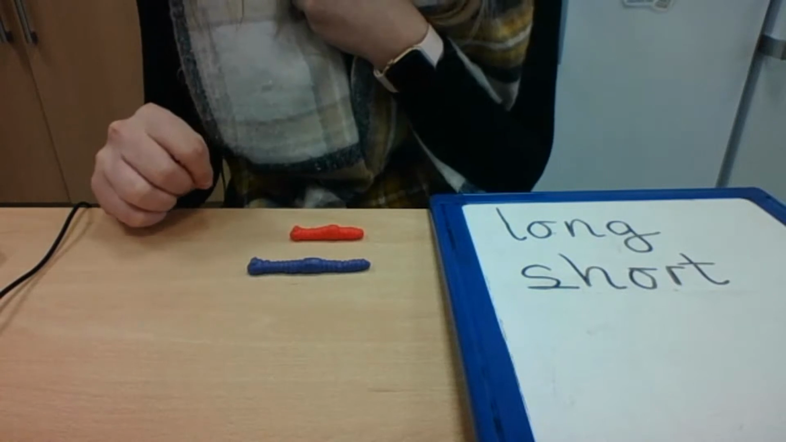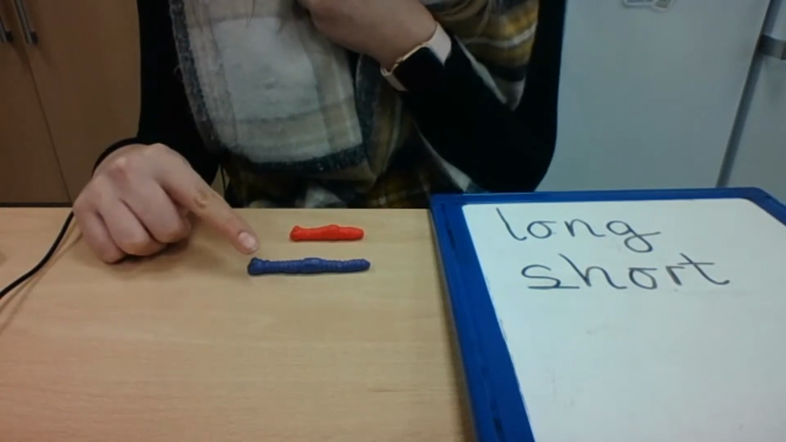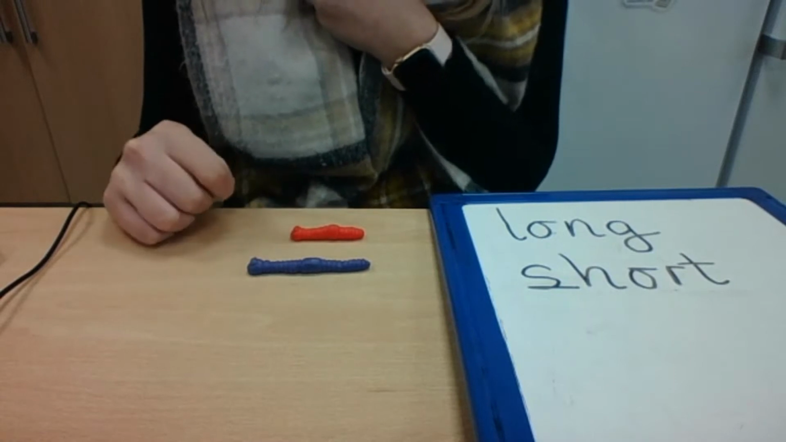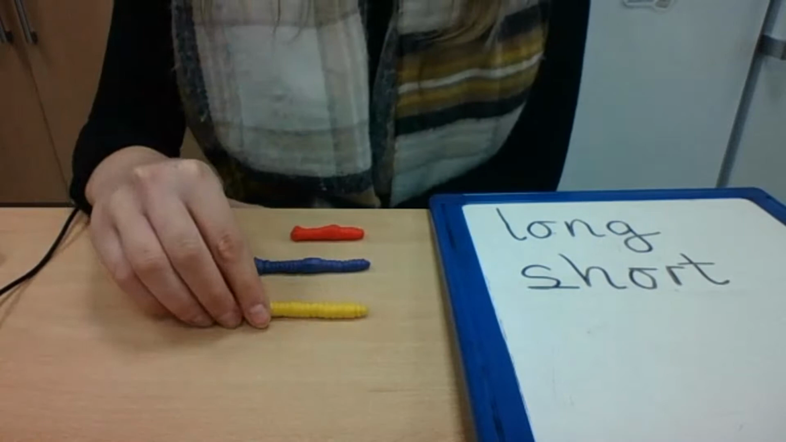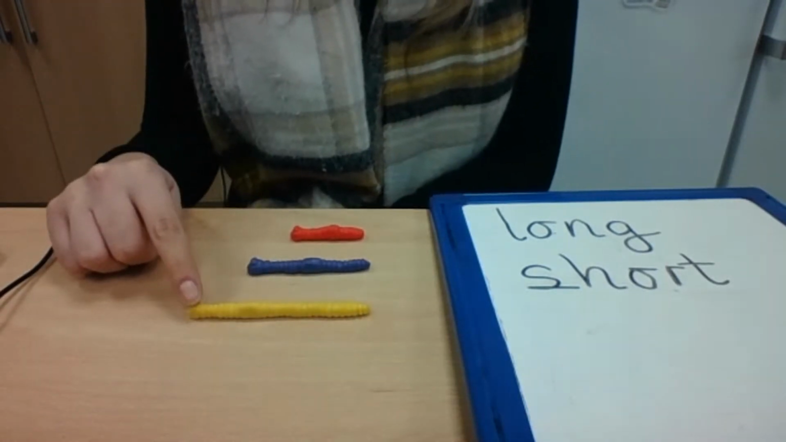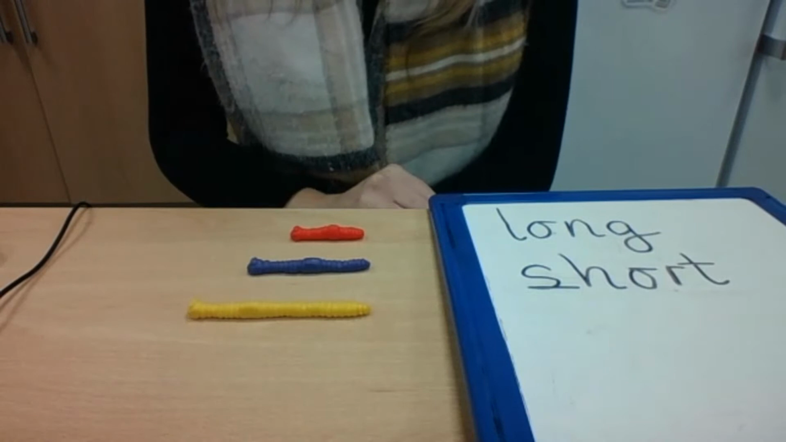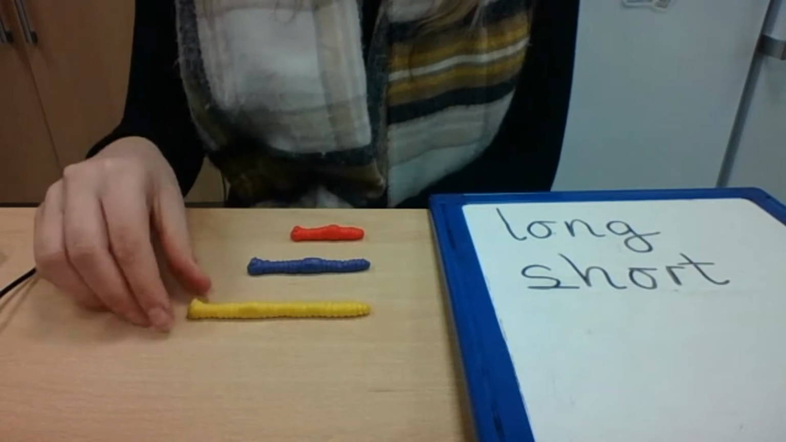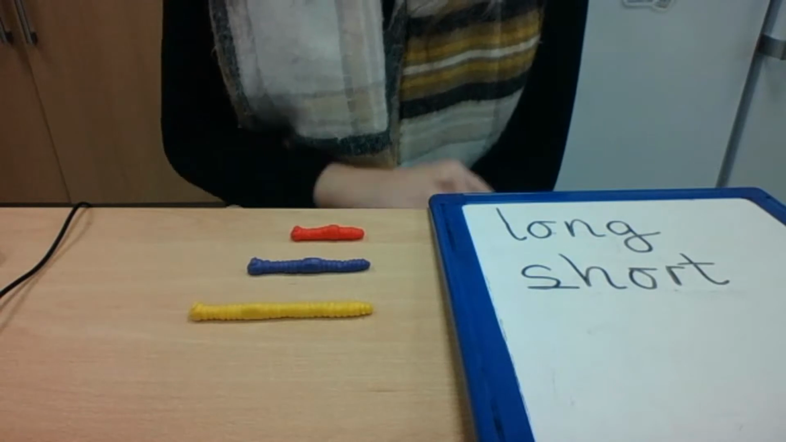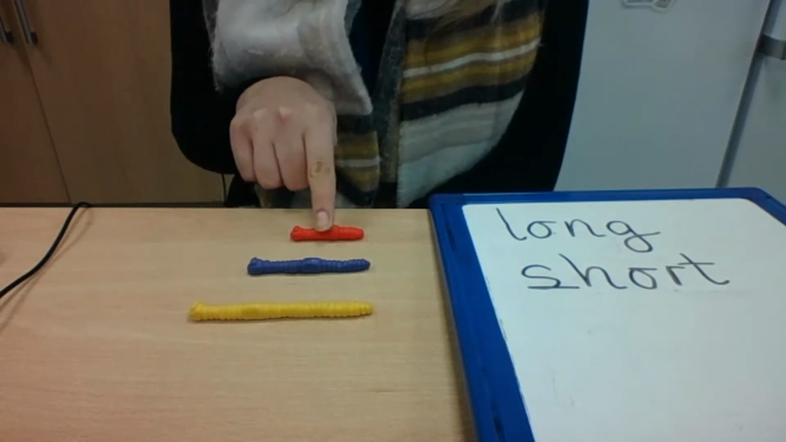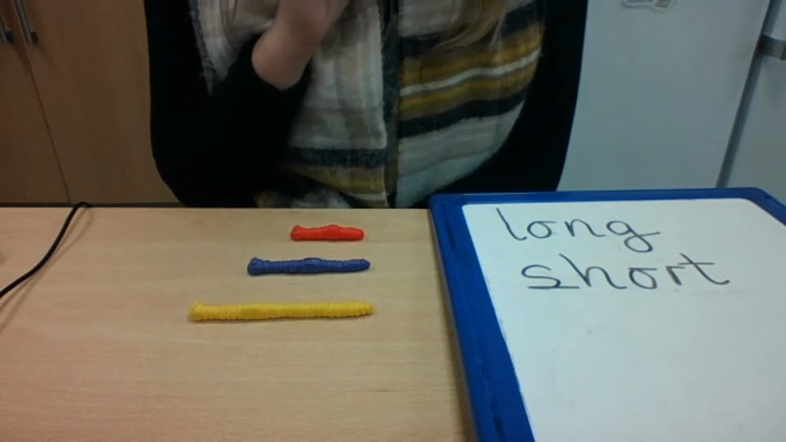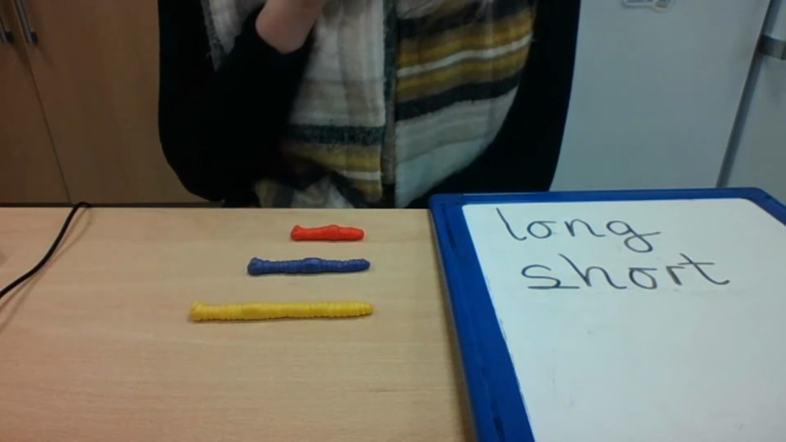Can you say that with me? The purple worm is the longest and the red worm is the shortest. But if I put the yellow one back, we know the yellow worm is longer than both of these worms. So now, which one is the shortest? It's still the red one because we haven't got a shorter worm. Which one is now the longest?